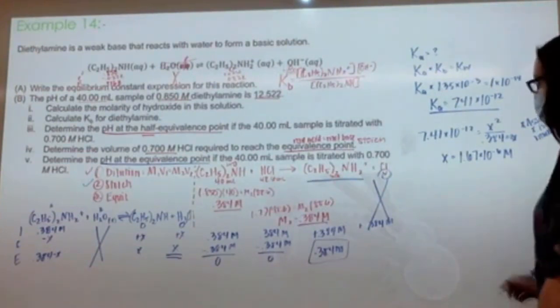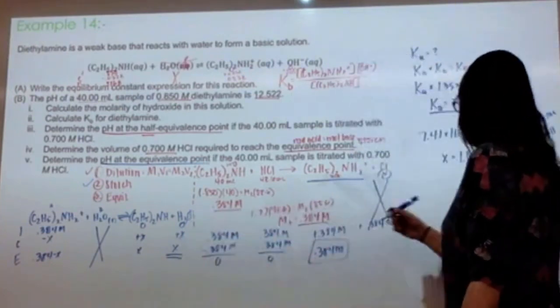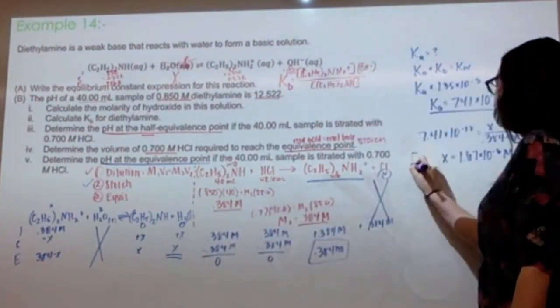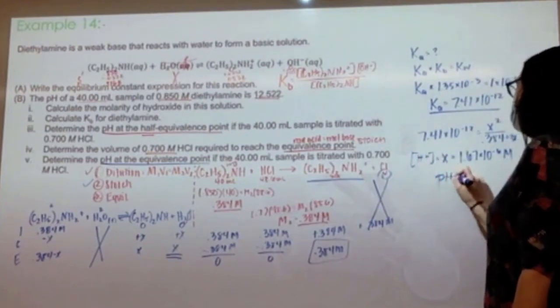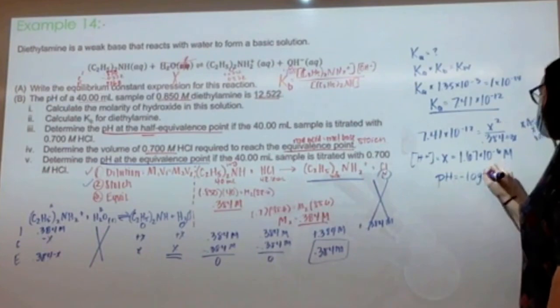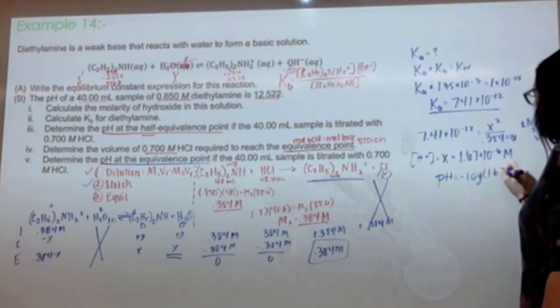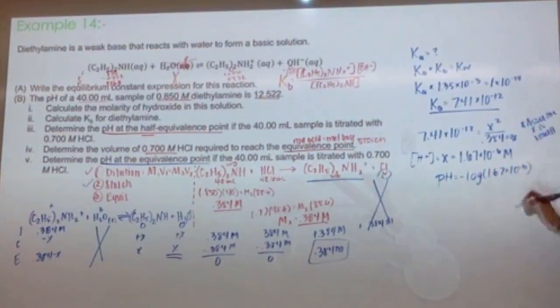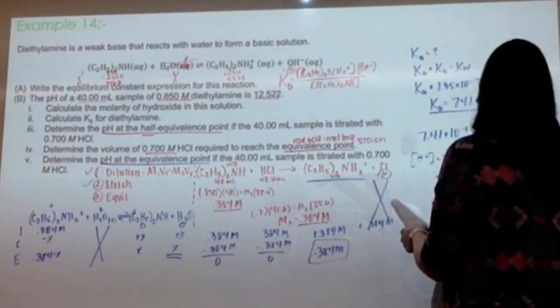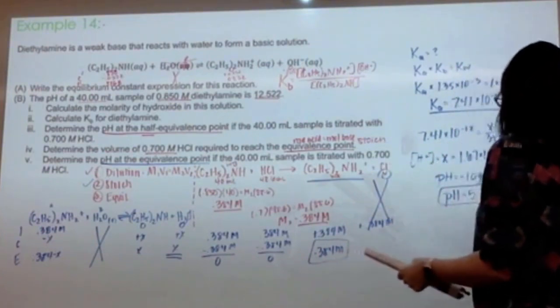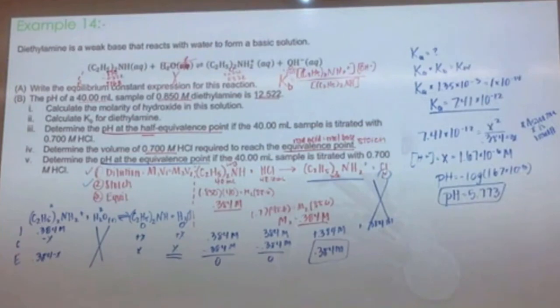pH at the equivalence point means I'm trying to find x, which is H plus. And now finally I can take the negative log of that. Take the negative log of H plus: 5.773. All of that for part 5, just to find the pH is 5.773.